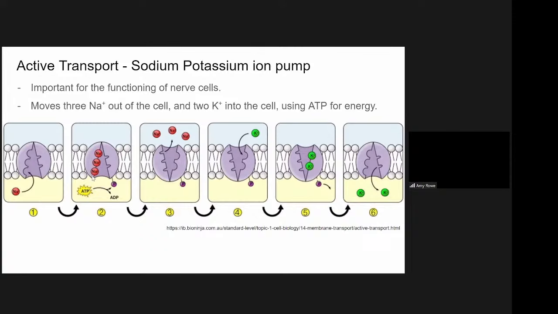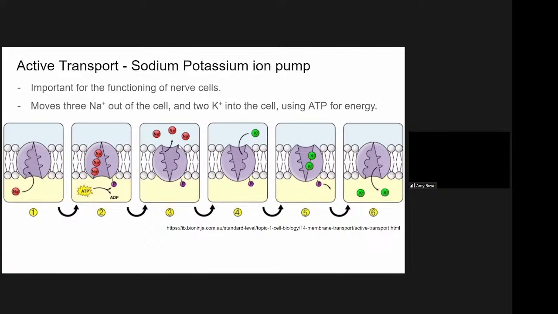So you can see in diagram 2, our protein pump is open to the inside of our cell where our sodium ions are bound, and after the ATP has released its energy, it is now open at the other end to the outside of the cell. When this protein pump changes shape, our sodium ions are able to be released from the inside of that protein to the outside of the cell.